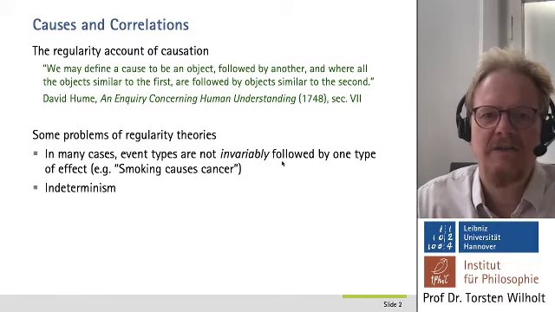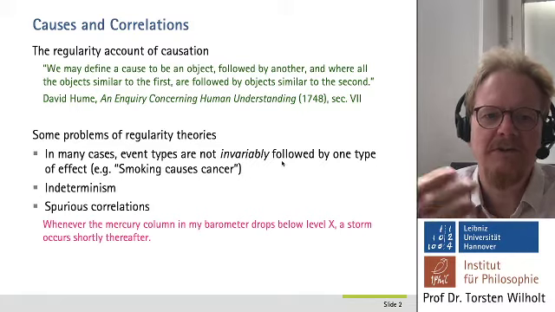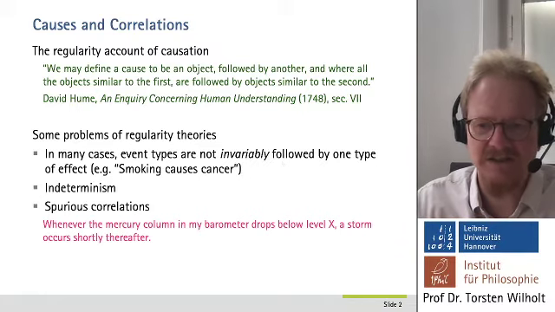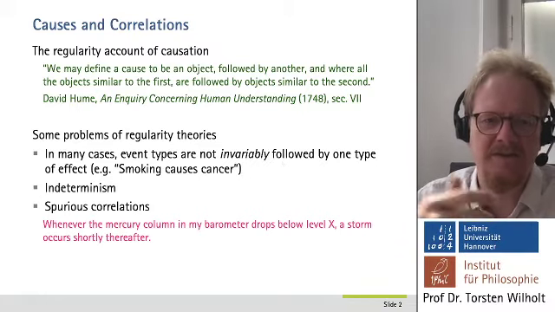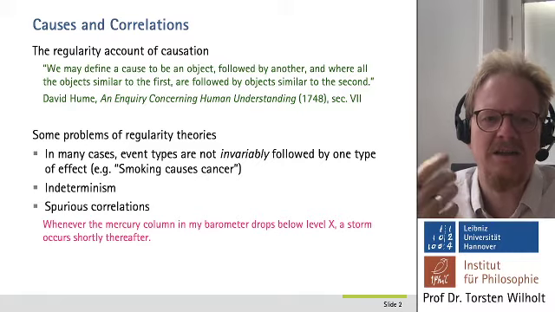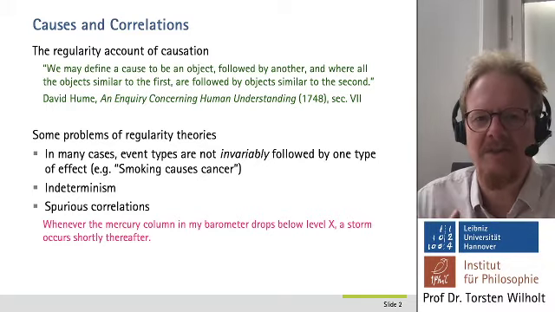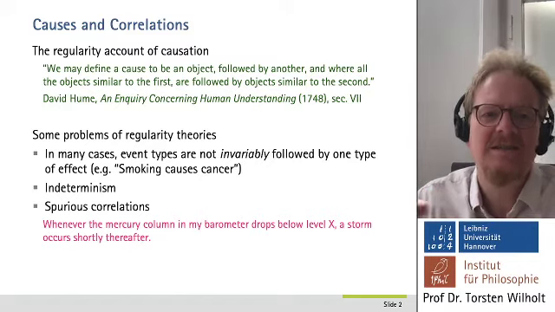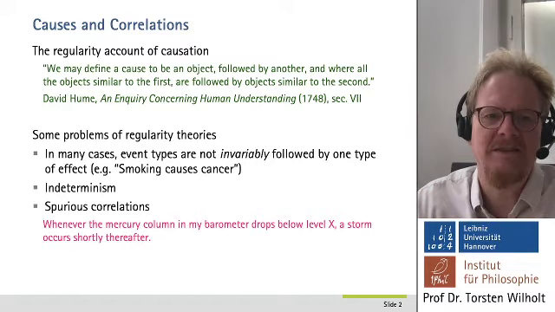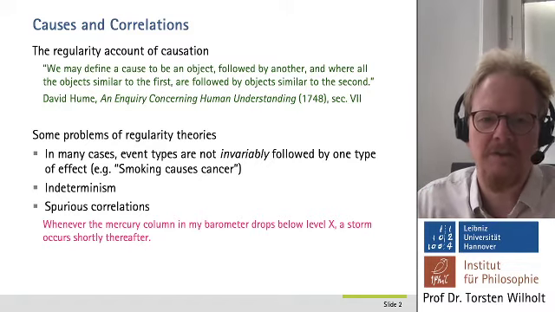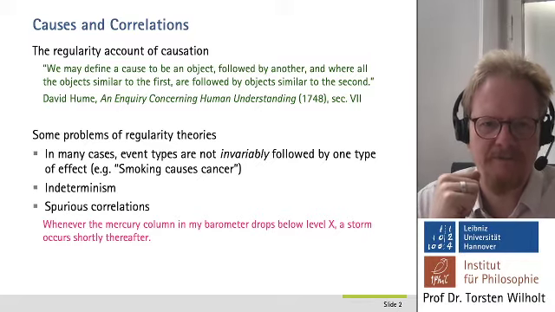And another problem for regularity accounts is spurious correlations. Consider this example. Whenever the mercury column in my barometer drops below level so and so, a storm occurs shortly thereafter. Well, this may very well be the case, but it doesn't mean that the dropping of the mercury column in the barometer is the cause or a cause of the storm.